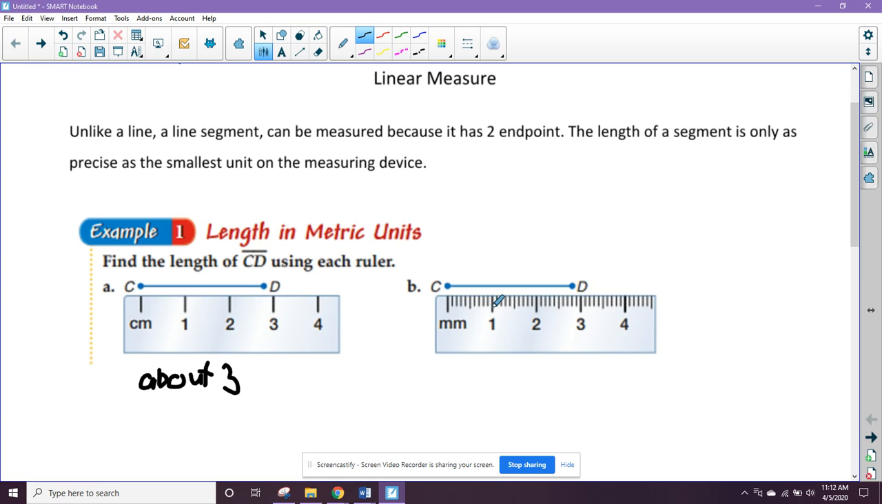So there's 10, then we get to 20, and then we get to 30. But the length of CD is not quite 30. It is in between. So if you were to draw a line straight down, it would hit at this tick mark right there. So 20, this tick mark is a little longer, so that's 25, 26, 27, 28. So we're at 28 millimeters. MM stands for millimeters.